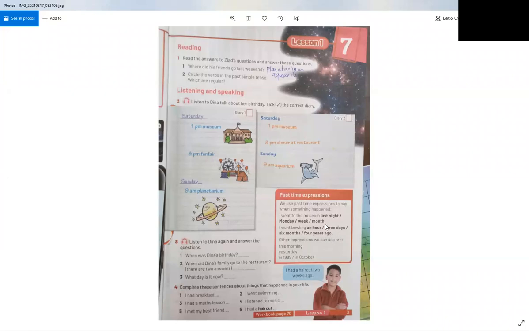These are all in the past simple because we have the keywords last and ago, and sometimes we use also yesterday. Here we have other expressions we use for the past simple tense: this morning, yesterday, in 1999, in October.